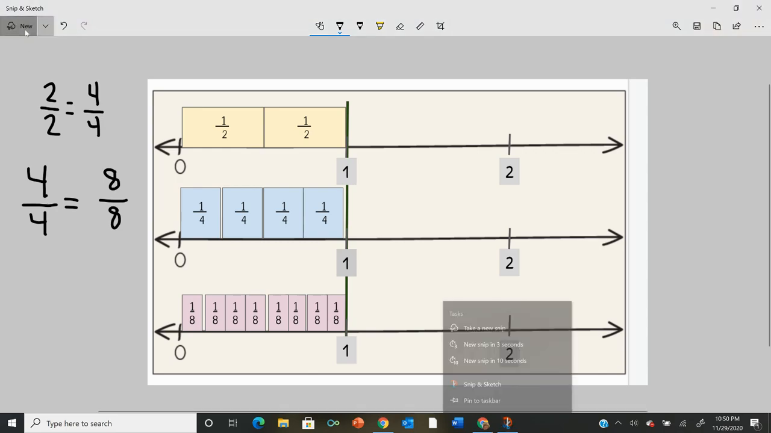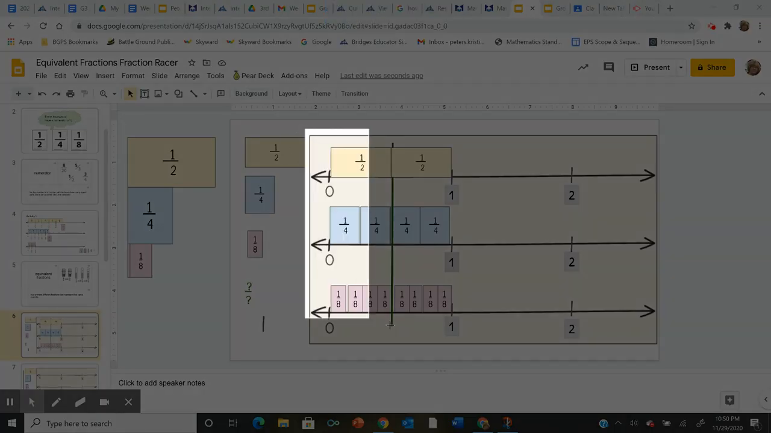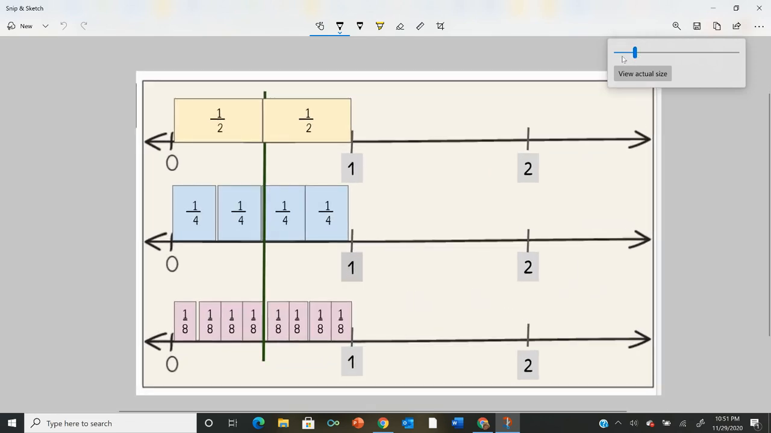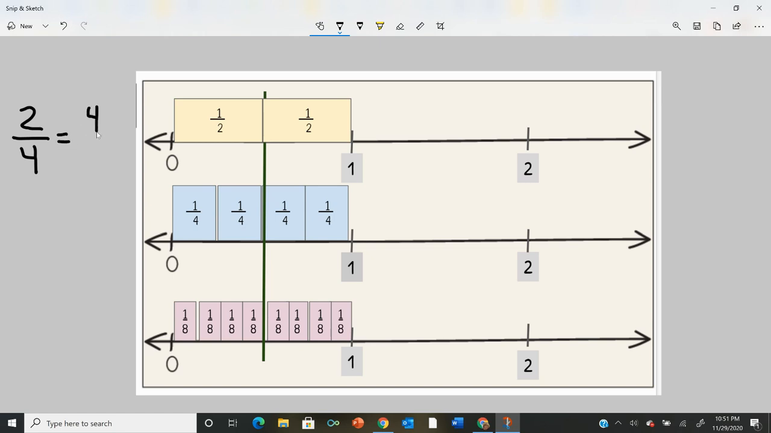Let's do a little snipping again. There we go, make it a little bit bigger. So here we have 2/4, 1/2. So I'm going to write that as 2 1/4. And if we look down here at the eighths, how many 1/8 does it take to match that point or be the same amount? And if you said 4, you are correct. So we would say that 2 1/4 is equivalent to 4 1/8.